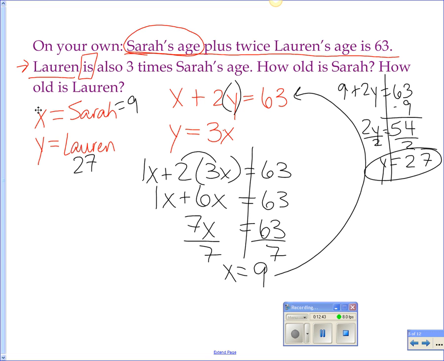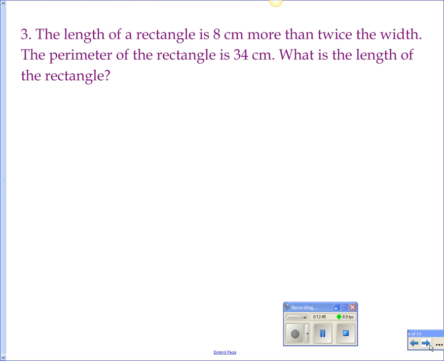All right, questions? All right, number 3, the length of a rectangle is 8 centimeters more than twice the width. The perimeter of the rectangle is 34. What is the length of the rectangle? Okay, I'm going to work this one out without calling on anyone, so if you will just write it down on your paper, okay, and y'all can answer as a class for this one. I'm not going to call on people for this one.